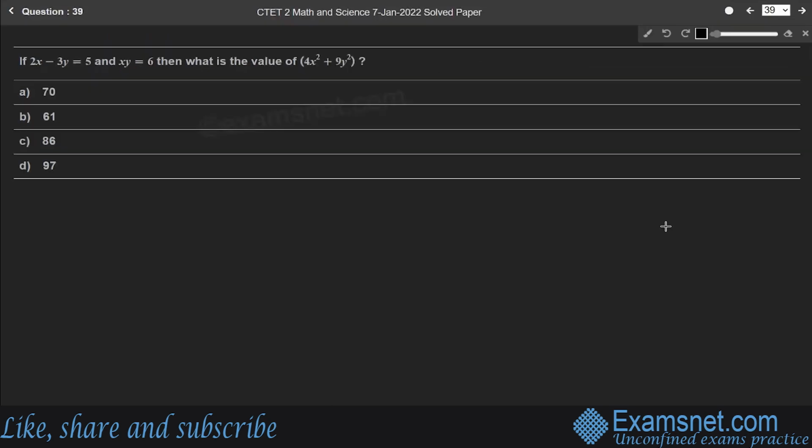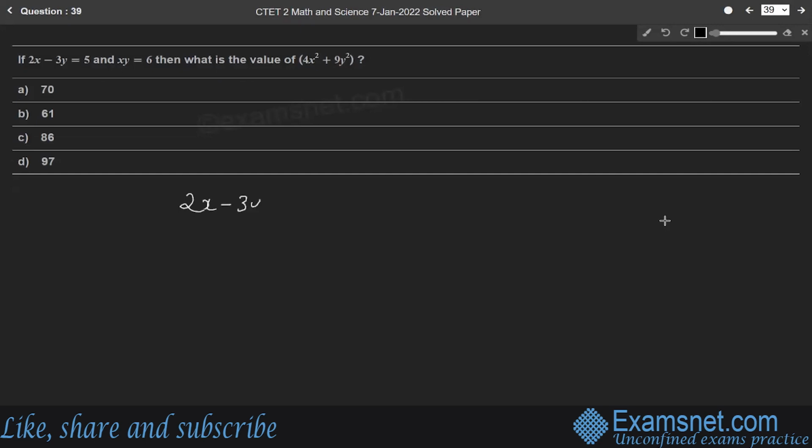Question 39. If 2x minus 3y is equal to 5 and xy is equal to 6, then what is the value of 4x square plus 9y square? So given 2x minus 3y is equal to 5. Therefore, 2x minus 3y whole square is equal to 5 square, because if a is equal to b, then a square is equal to b square.